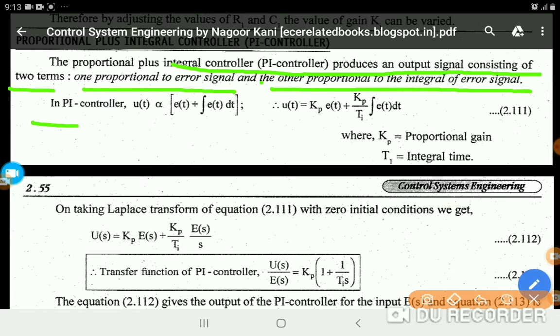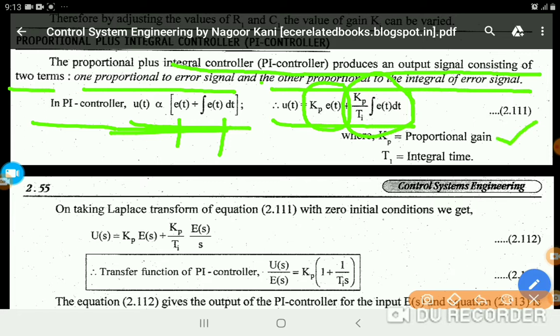So now we can write for the PI controller, u of t is proportional to a proportional part as well as an integral part. For the proportional part it is e of t, plus for the integral part it is integral e of t. Now make it an equality by introducing proportionality constants: u of t equal to Kp into e of t for the proportional part, plus for the integral part Kp by Ti integral e of t dt, where Kp is the proportional gain and Ti is the integral time.